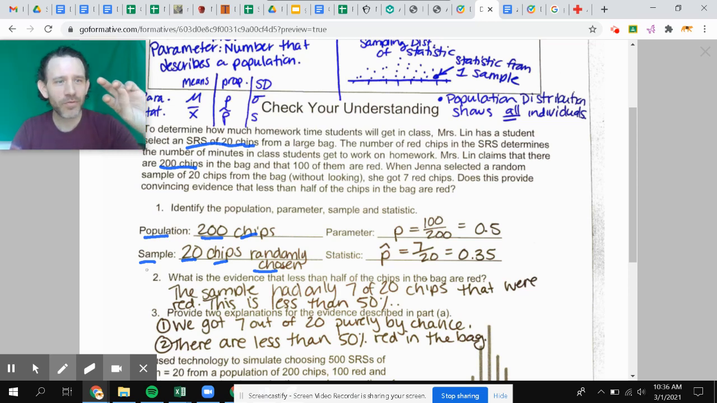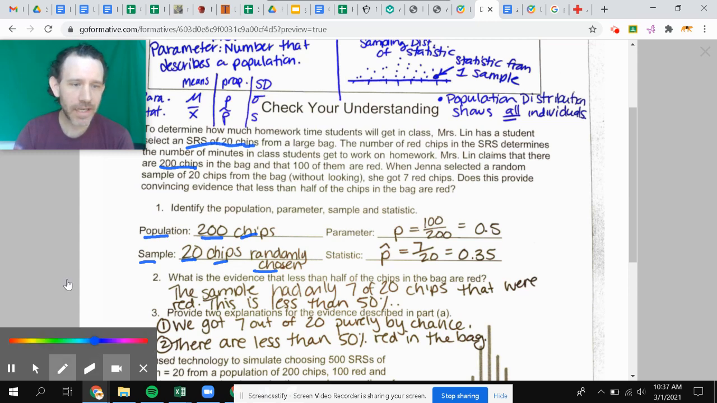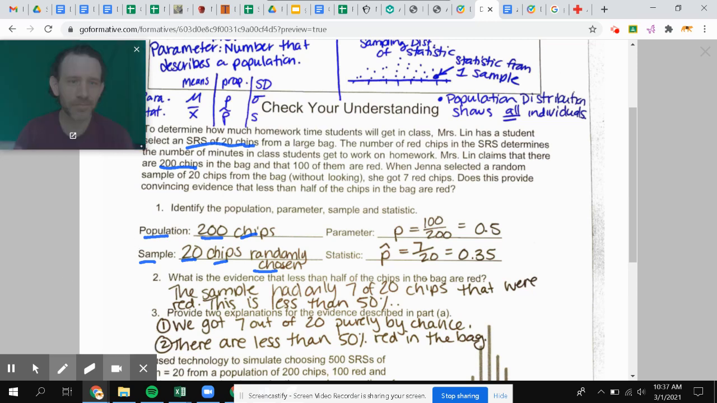So starting there, knowing what the population is and how big it is. Sometimes you won't have a number, but you'll know it's all chips or all students, that kind of thing. That's enough. And then what size was your sample, and who is in the sample? That's important. Now let's go to the actual information, the numbers that we would be able to collect off of these two different things.